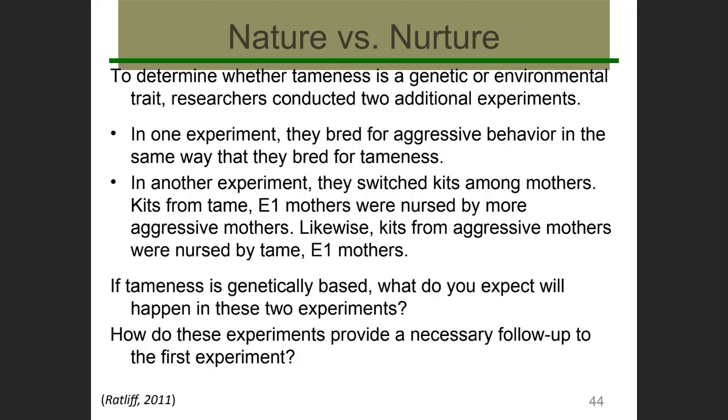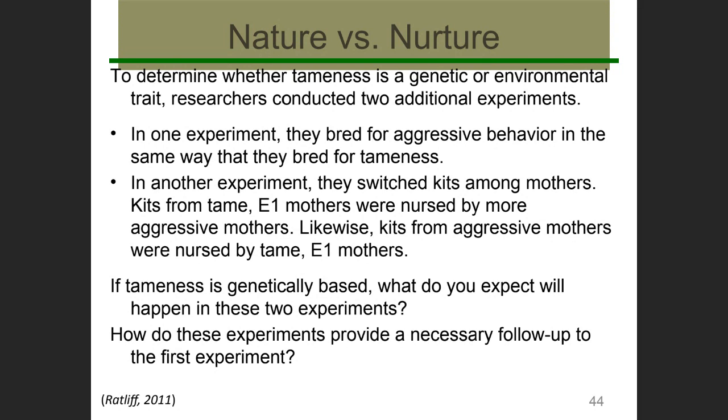Now, he wanted to really make sure that this was genetic and not environmental, right? If you have a friendly fox, she might just naturally raise friendly kits. So what he did was take two litters of foxes, one that had an aggressive mom, and one that had a really friendly mom, and he swapped the babies. The kits from the tame mom were raised by the aggressive mom, and the kits from the aggressive mom were raised by the tame mom. So if tameness was genetic, what would you expect? And if tameness was learned, what would you expect to see?